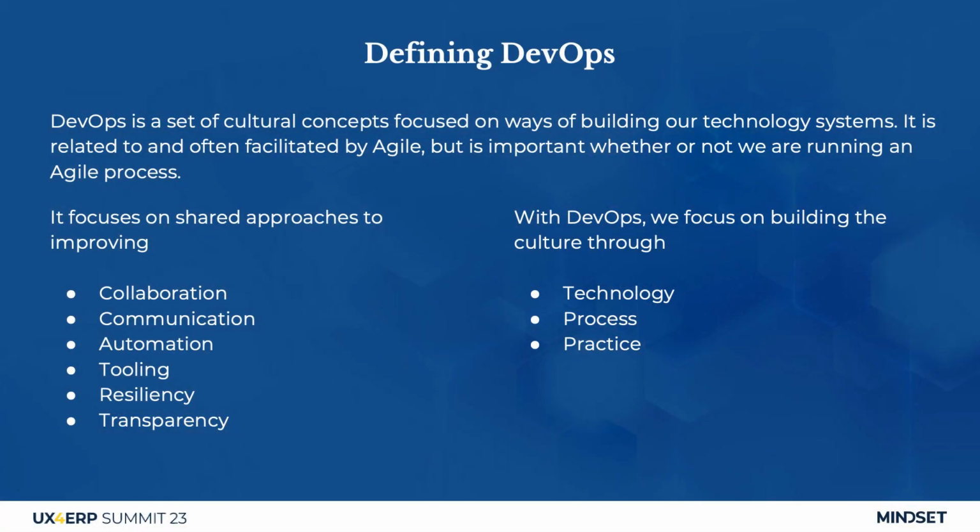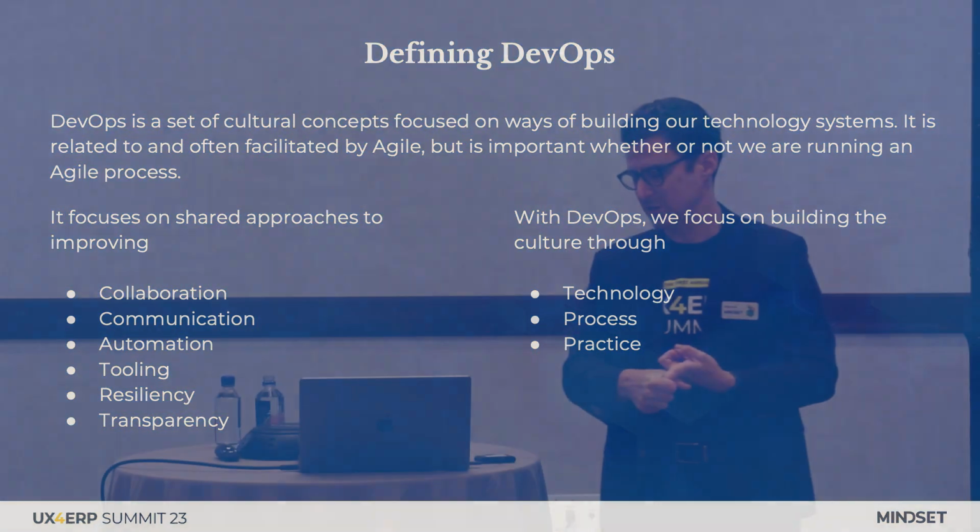I'm not going to get into this in a lot of detail, but if you want to talk about it more, ask questions or come talk to me. In my mind, DevOps is a cultural concept that we have to drive into our development and SAP and basis organizations. It's focused on improving 6 areas: collaboration and communication, which kind of go hand in hand; automation and tooling, which are sort of the technical piece and go hand in hand; and resiliency and transparency of our applications.